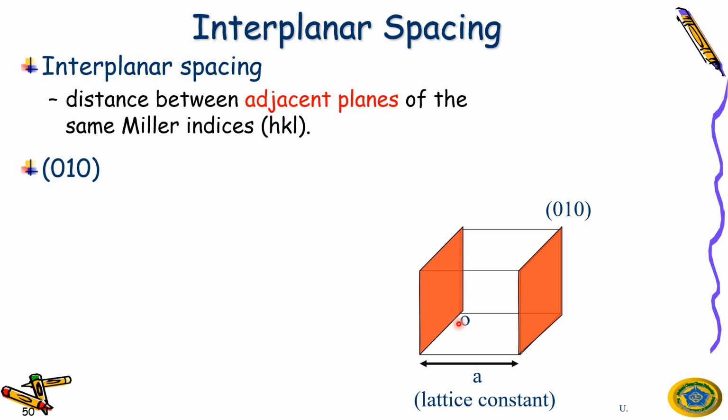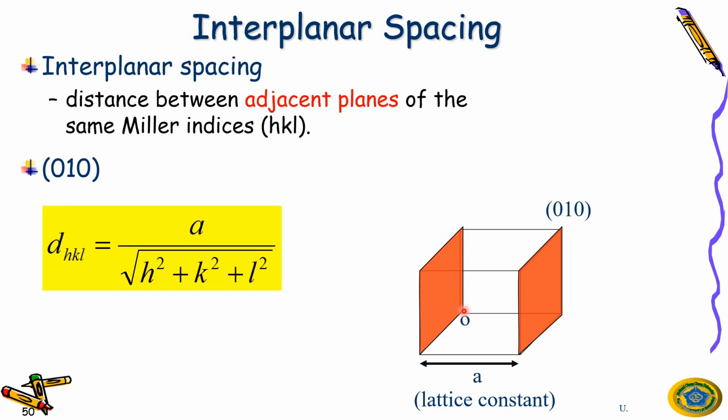Right? However, if you move this parallelly, you can put the origin onto it and make it the origin plane. Or you can put this to here. That means what? The origin plane, right? So this is the same 0, 1, 0, or 0, minus 1, 0, right? So the distance between this and this, that's what we call interplanar spacing.